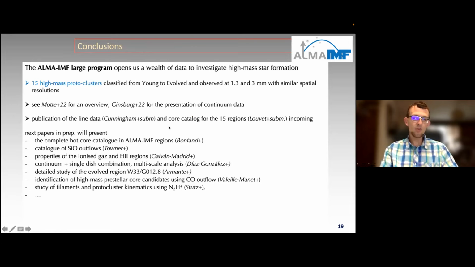And to conclude, I hope that with this presentation and the one from my colleagues, we have convinced you that with IMF, we have really a wealth of data to investigate star formation and especially high mass star formation. So you can already have a look at the continuum data. The line data will soon be published, and also stay tuned for the publication of the core catalog for the 15 region, which will also show the CMF, or the global CMF.